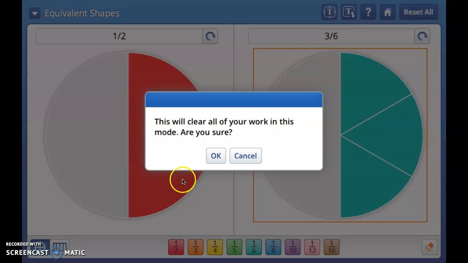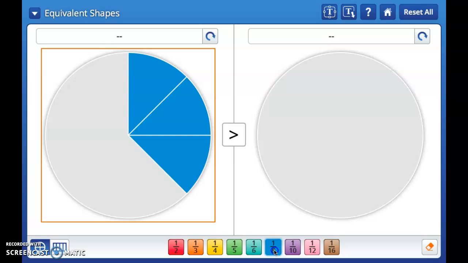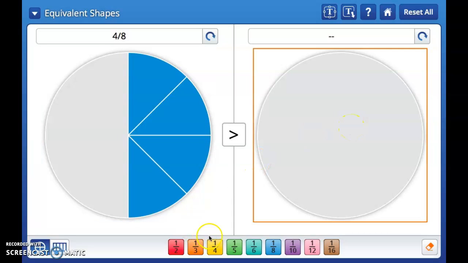Let's try a whole new fraction altogether and see what other equivalent fractions we can find. Let's try eighths. Let's do 4/8 over here. And now over here, let's see if in fourths we can find, there's 1/4, 2/4, so 2/4 and 4/8 are equivalent fractions. And I'm noticing they're also equivalent to 1/2. 1/2 would also be an equivalent fraction because half of both circles are filled in.